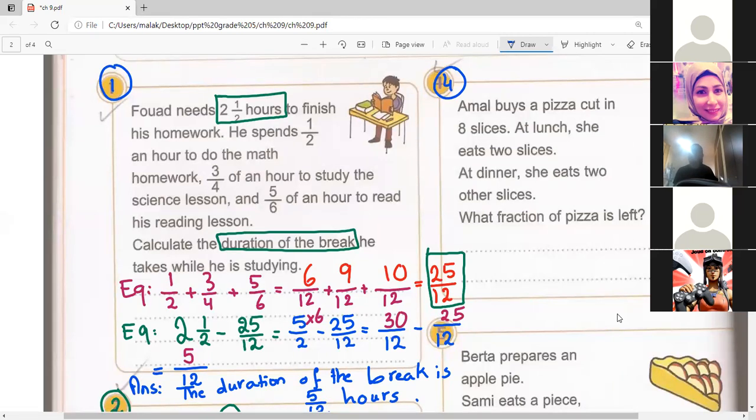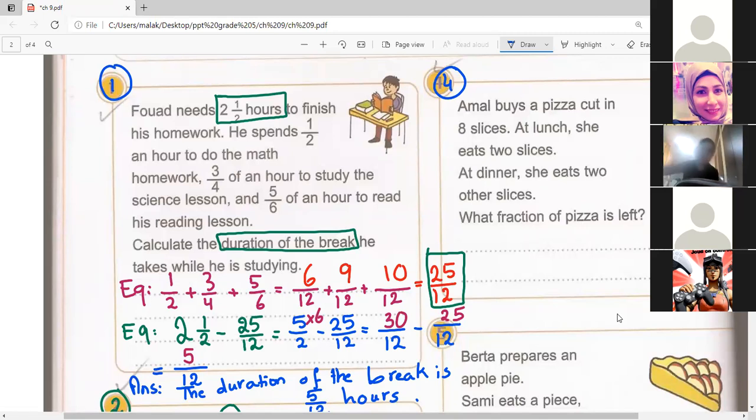Now, Mariam Qurani. Yes, teacher. Yalla, read the problem for Mariam.